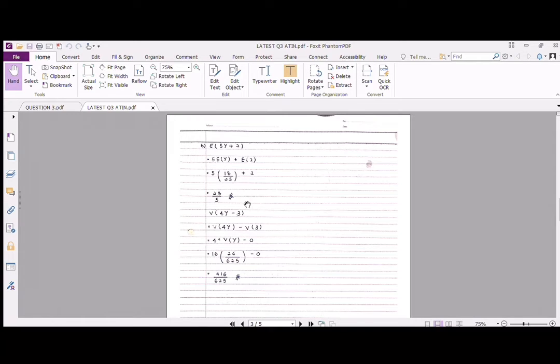Next, for the variance, we must expand it to variance of 4y minus variance of 3. Following the theorem, 4 must be taken out and squared and multiplied with variance of y, minus 0. Why is it 0? Because by following the theorem, variance of 3 is equal to 0. By calculating this, you will get 416 over 625.